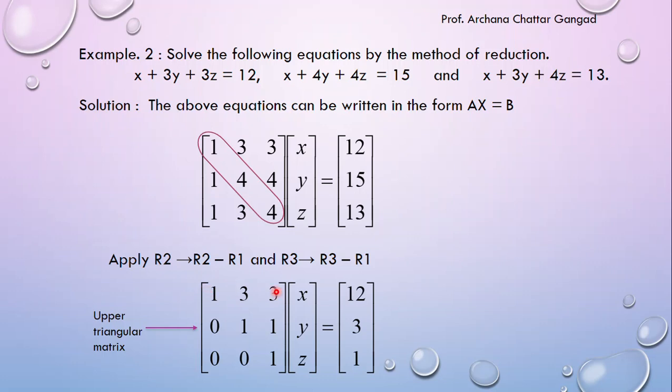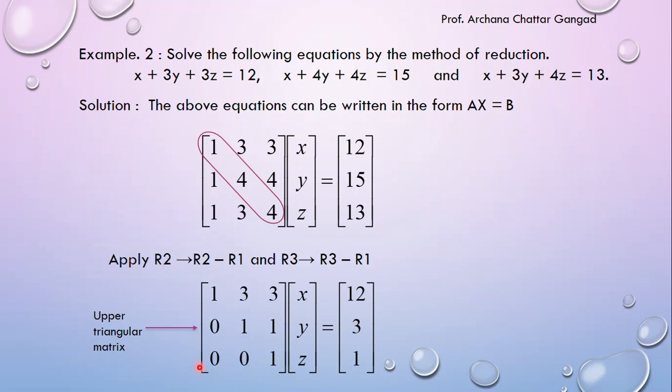So the first row is as it is: 1, 3, 3, x and 12. For the second row, R2 minus R1, that is 1 minus 1, the entry becomes 0. The next element is 4 minus 3, it becomes 1. The next element is 4 minus 3, again it is 1. The variable matrix is as it is, and on the right hand side, R2 minus R1, 15 minus 12, it becomes 3.